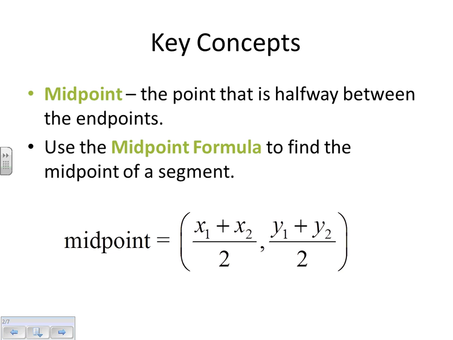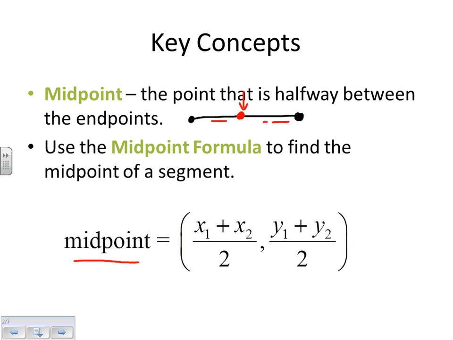Okay, so first of all, we've got the midpoint. And the midpoint is the point that is halfway between the endpoints. So first of all, we've got a line with two endpoints. And the midpoint is this point that is directly in the middle of both of these endpoints. Okay, so that's what a midpoint is. And to find this point, we use the midpoint formula to find the midpoint of a segment, a line segment.